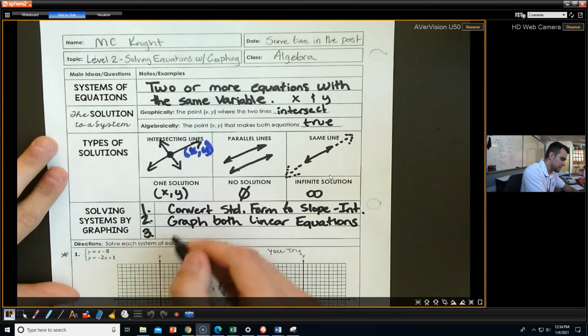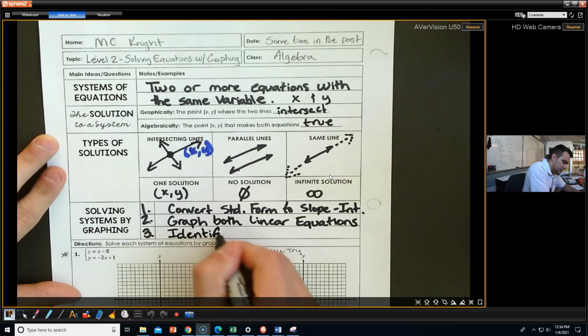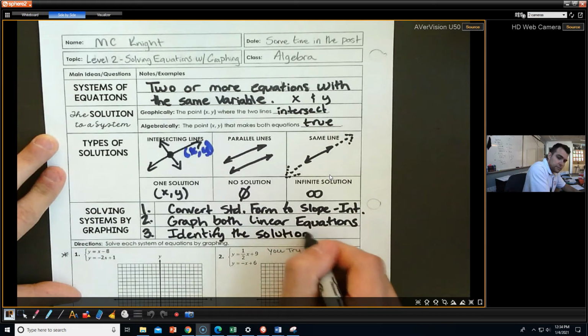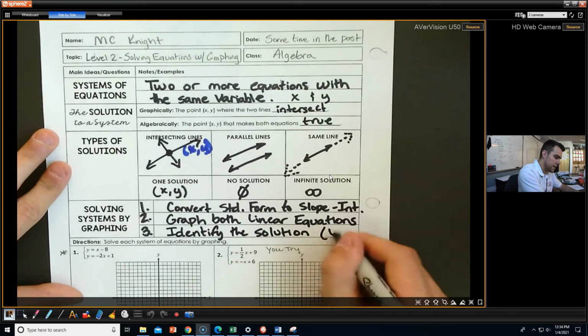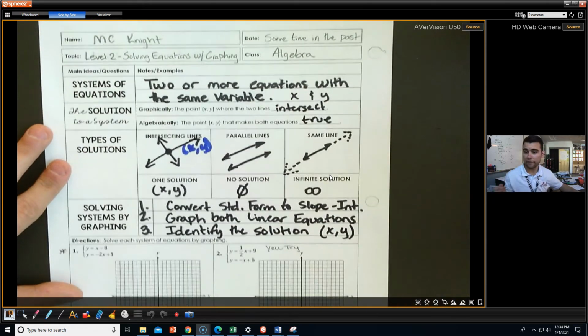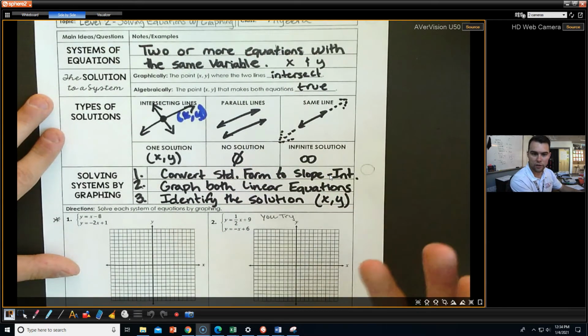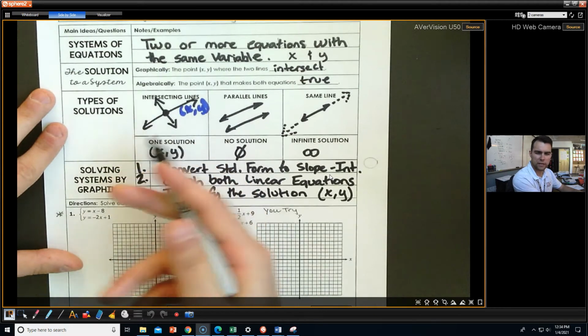And then the last thing is you're going to identify the solution. Okay, identify the solution x comma y. That's what we're after, right? Again, if they fall into either of these 2 categories, we're off the hook. But here is what we're really, really looking at.